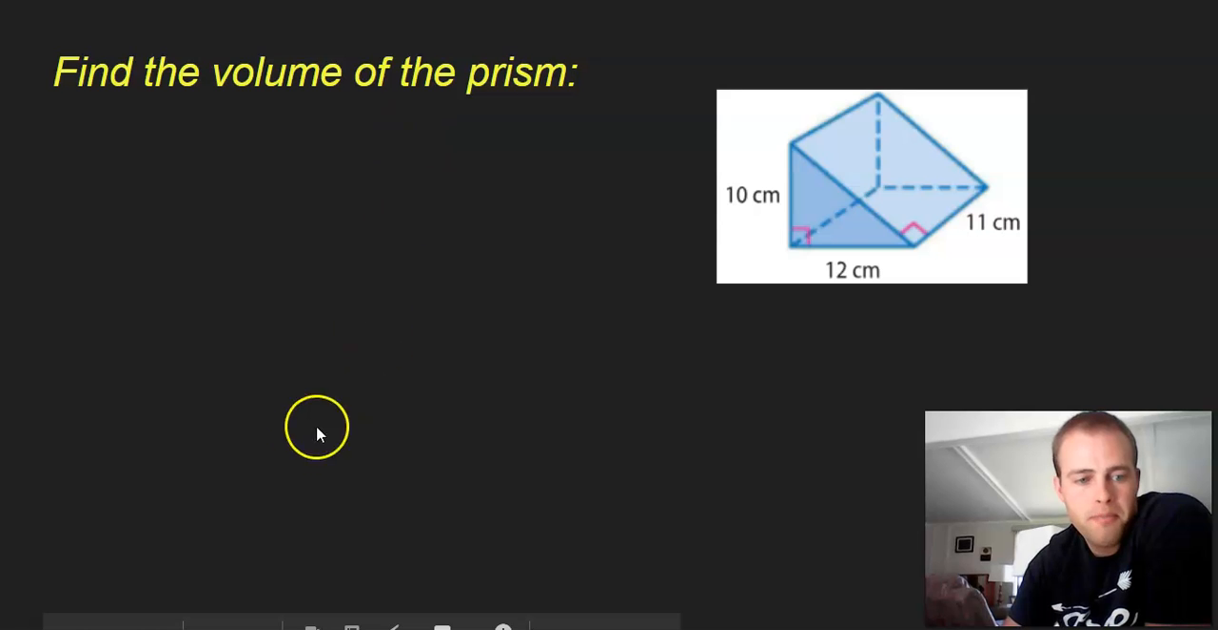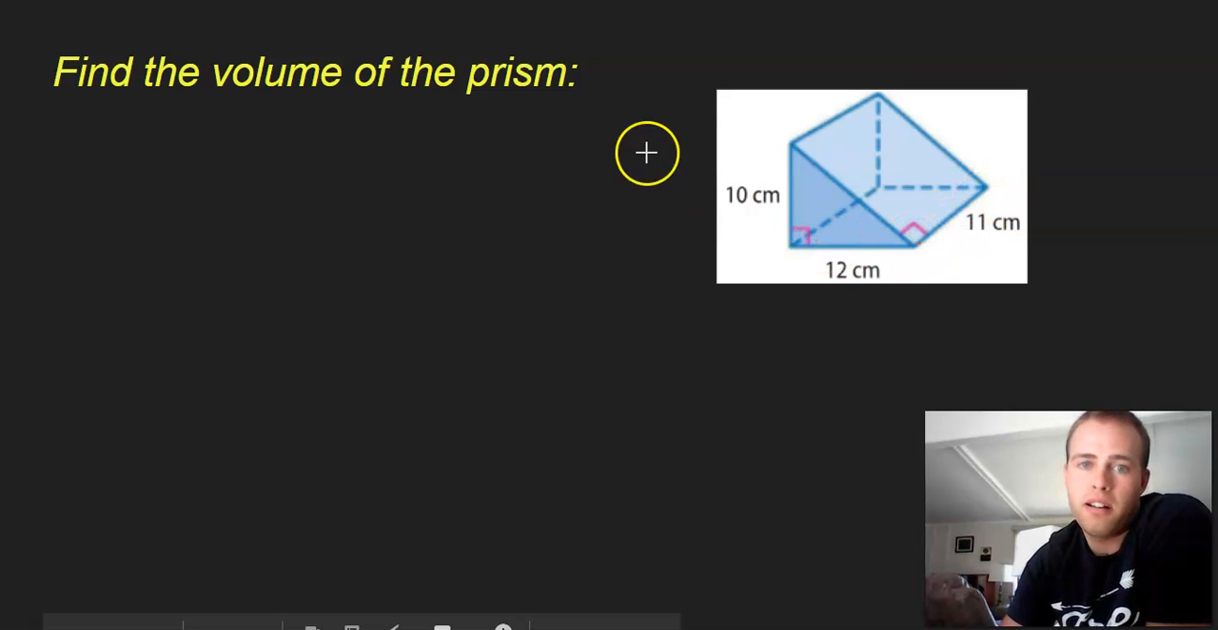Find the volume of the prism. The one tricky thing that you maybe keep running into with these guys is this is a triangular prism. The base of this thing is the triangle. Don't try to find the area of this rectangle and then take it times 10. That would be inaccurate. You want the area of the triangle and take that times the height 11.